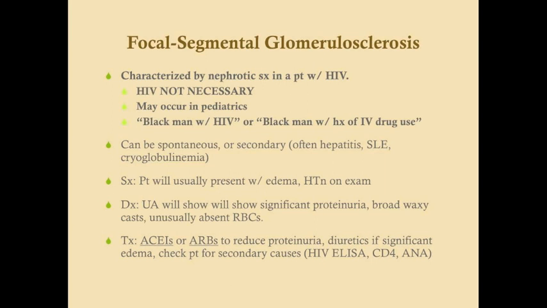What we want to do to treat these patients is to treat the proteinuria and the hypertension, and that will be ACE inhibitors or angiotensin receptor blockers. If they have really significant edema, we can have them pee that off with diuretics. And definitely we want to check these patients for secondary causes, so we can screen for HIV with an ELISA and also check CD4 while we're at it, and then screen for SLE with an anti-nuclear antibody.